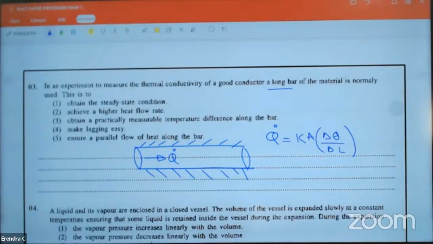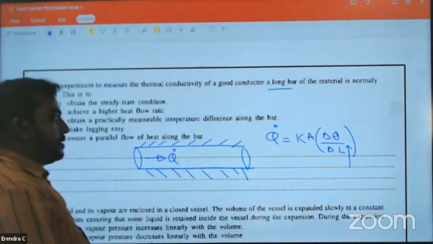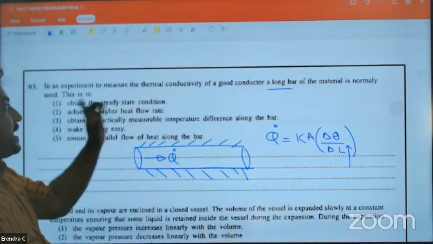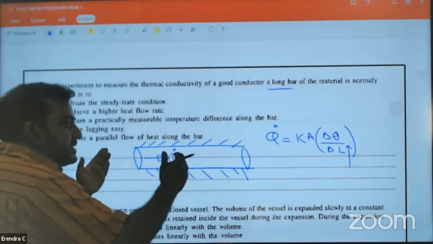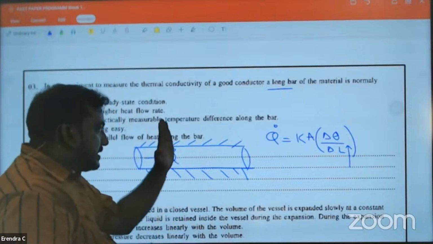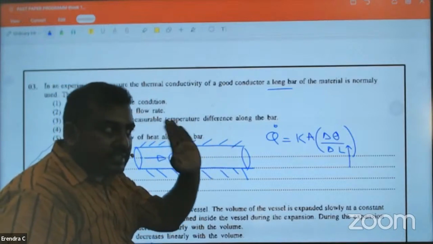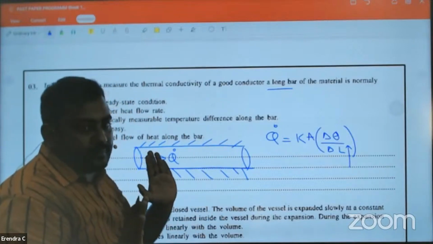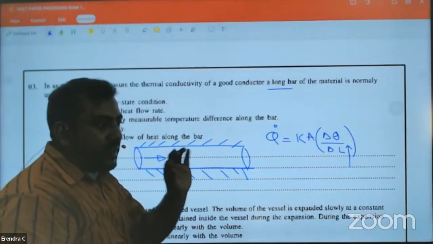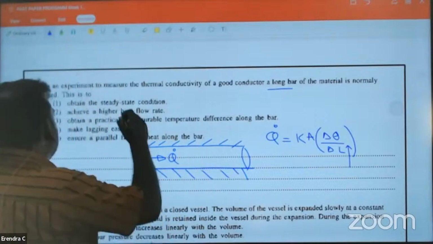Now, when we increase the length, obtaining steady state condition, whether it's a long rod or a short rod, that's not the problem. Steady state means at every cross section the temperature is constant. Length has no effect to play. You have to make sure that every single molecule in that cross section is vibrating at a particular vibration. Therefore, temperature is constant. No effect.